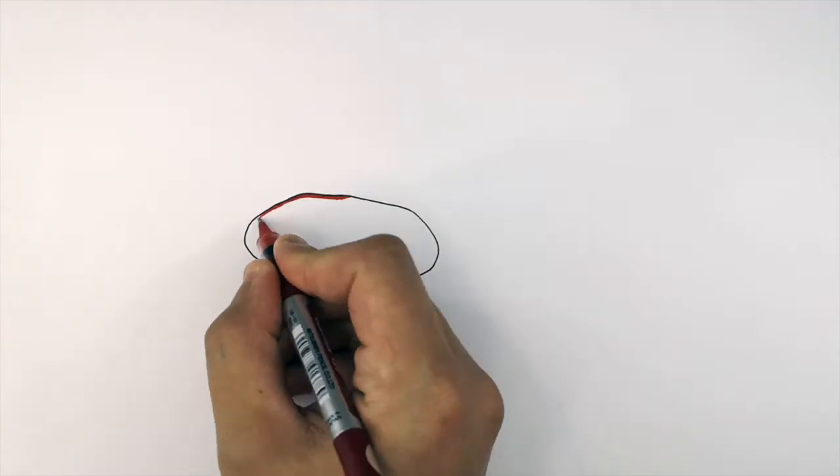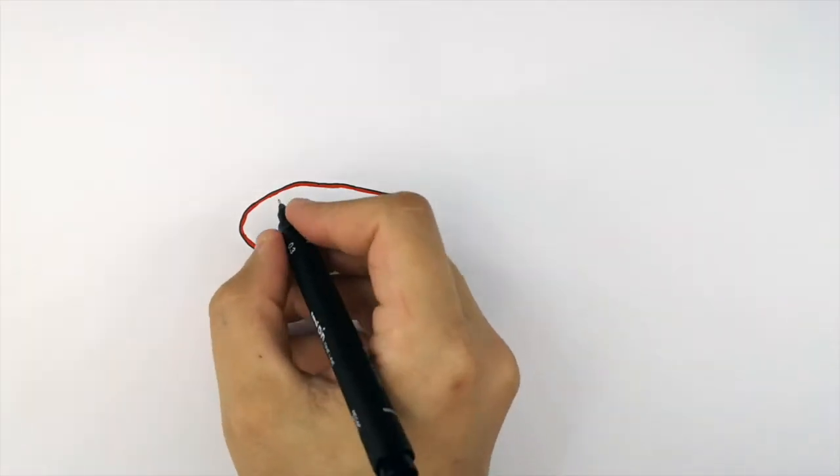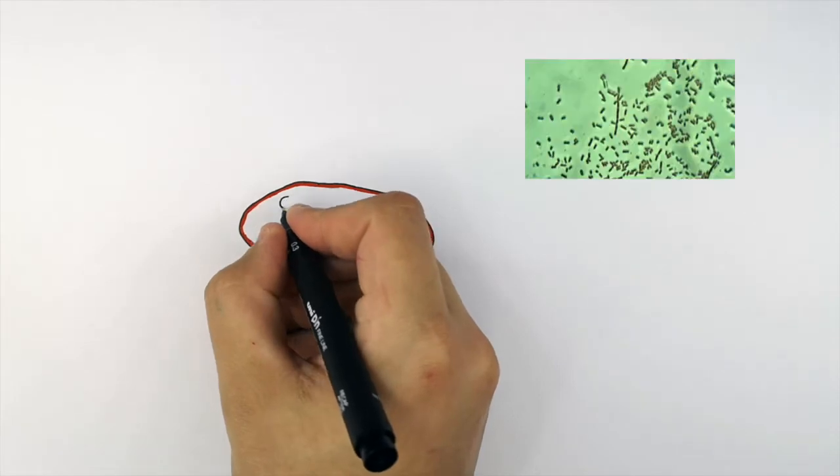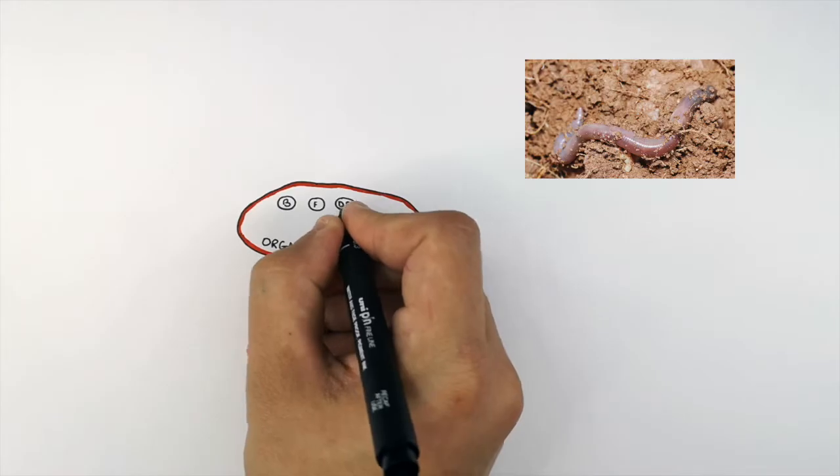This here is dead organic matter. And these are the microorganisms that are the decomposers. So this is the bacteria, the fungus, and the detritus feeder.